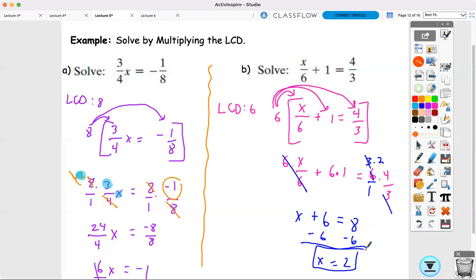It's much easier to do the LCD than to just subtract and multiply fractions and whatnot. There are other ways to solve this. I'm showing you the LCD way. This is to get rid of fractions in your life. Notice how we started off with fractions everywhere, and then we got down to x plus 6 equals 8. That does not have any fractions, and that's something we know how to solve.